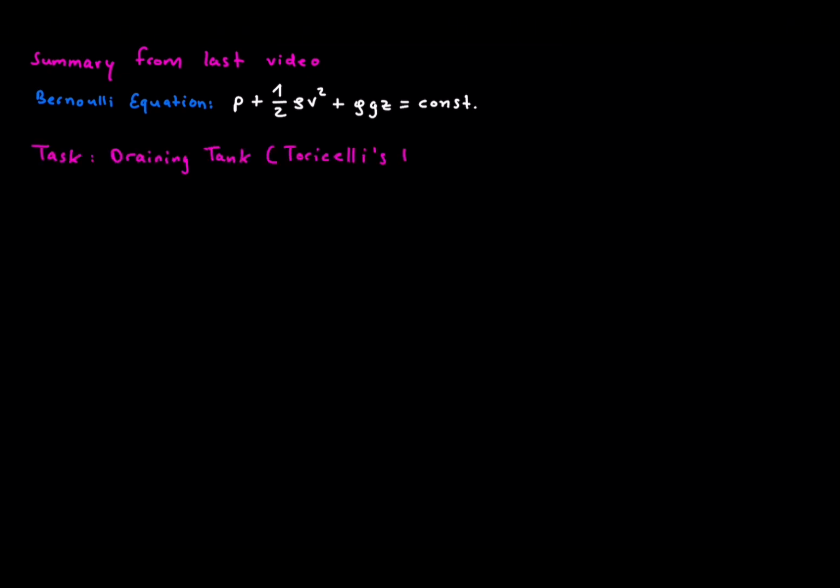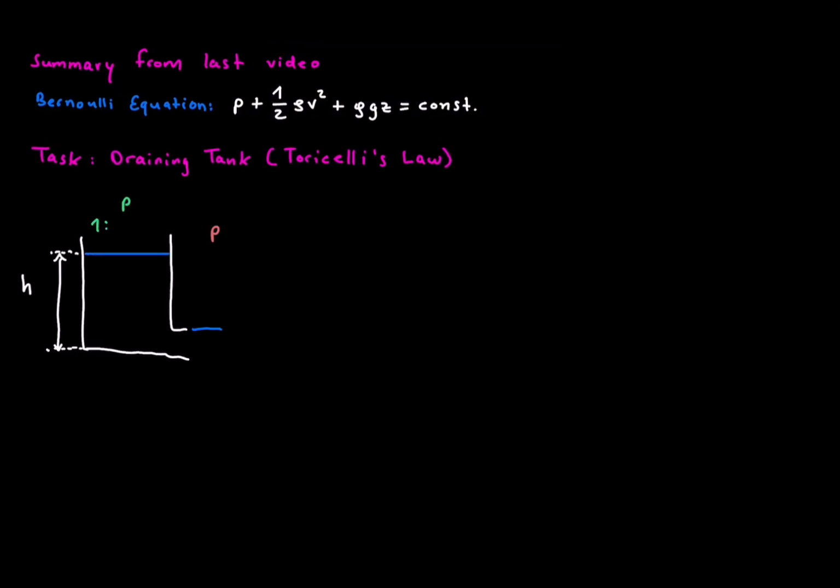Now let's use it. Imagine a tall water tank standing quietly, open to the atmosphere, with a small circular opening near the bottom. When we open the hole, water shoots out as a jet. How fast does it leave? We apply Bernoulli's equation between 2 points, point 1 at the free surface of the water and point 2 at the opening. At the surface, the pressure equals atmospheric, the velocity is nearly zero, and the height is h above the hole. At the opening, the pressure is also atmospheric, the velocity is unknown, and the height is zero.